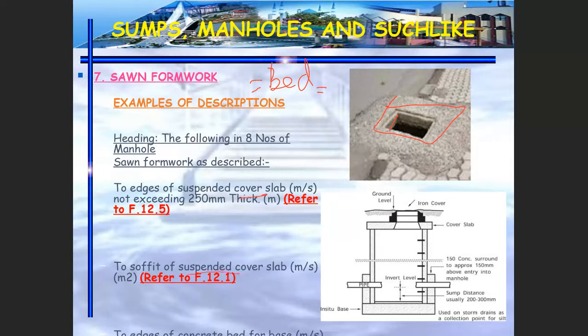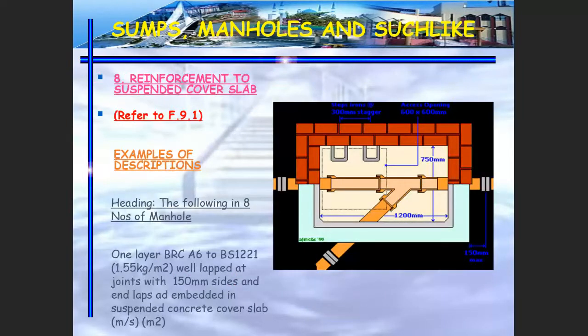Soffit of the suspended cover slab also has to be measured separately. And then the edges of the concrete bed have to be measured separately under F.11. This is the last one. That one cannot be seen, but you can see it in the detail. F.11.1 in meter. Okay, another example, when you see there is reinforcement, this is the example of the fabric reinforcement. You have to measure in meter square.